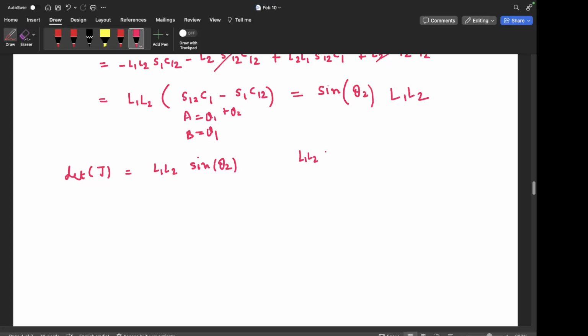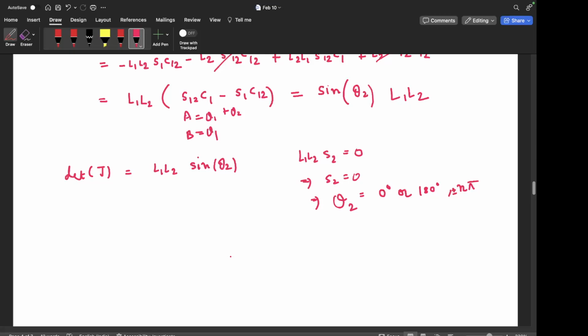So L1 L2 sine theta 2 is 0, implies that sine theta 2 is 0, implies that theta 2 is equal to either 0 degree or 180 degree, right? Or similar. A general solution could be plus minus n pi, right? That's the general solution for sine theta equal to 0.